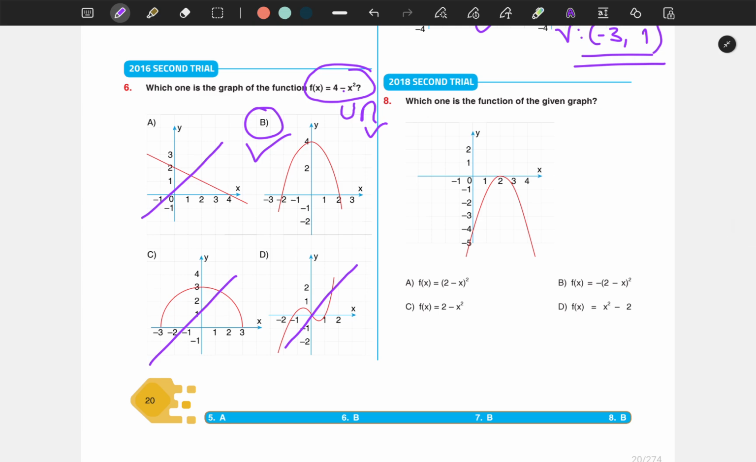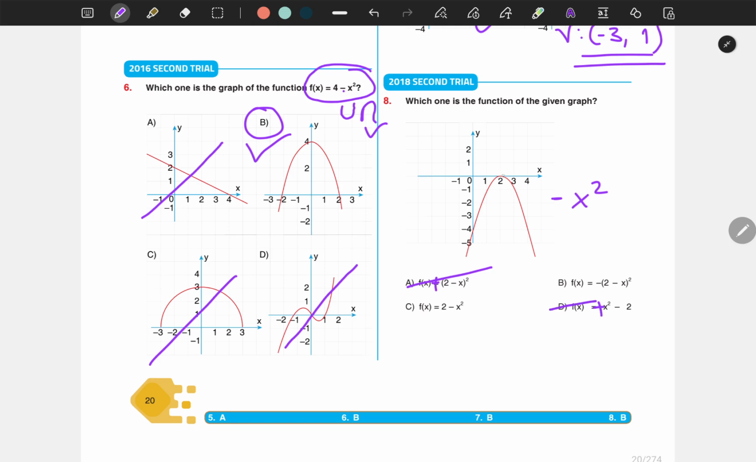Okay, next question, guys. Which one is the function of the given graph? Okay, when you look at this graph, it's downward, isn't it? If it's downward, it means that the sign of the x square must be negative. But when I look at here, front, I have a positive. Here, front, I have a positive. Those two options are eliminated.